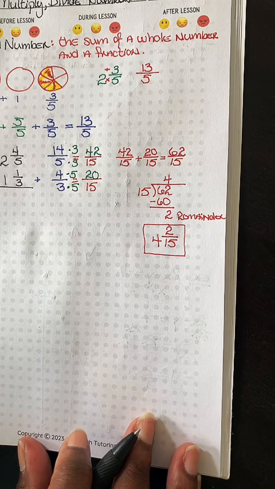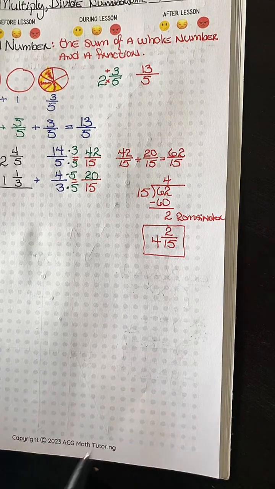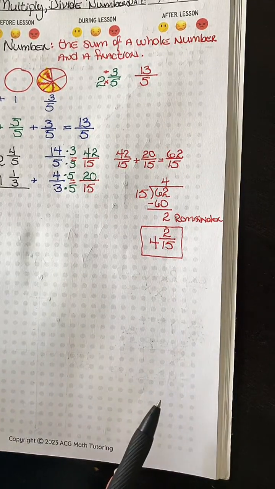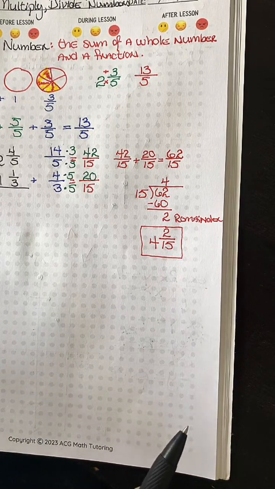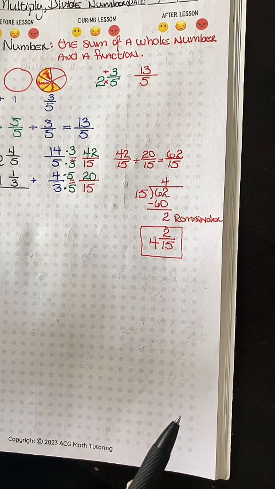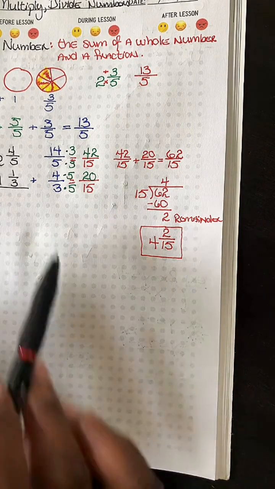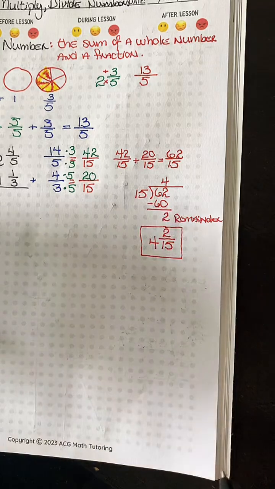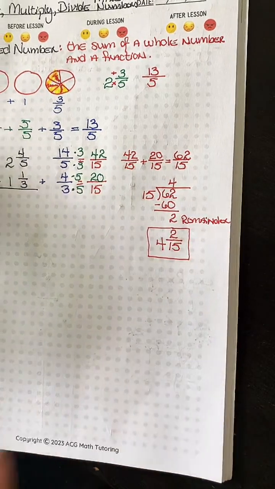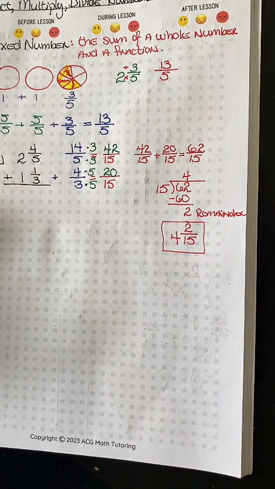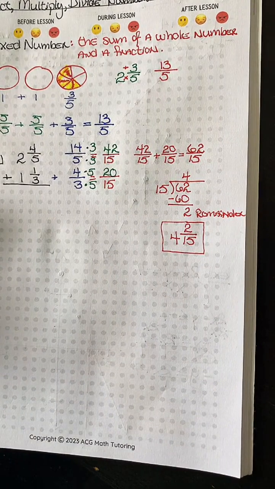Now, that's by changing it to improper fractions. I'm going to be truthful: sometimes changing it to improper fractions does help. But sometimes, as you can see, it takes a bit, right? So, doing the same problem, but doing it a different way.